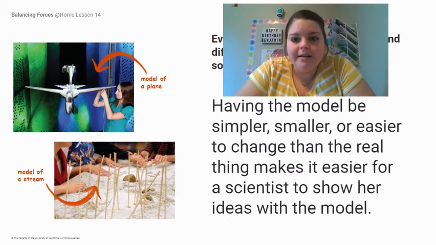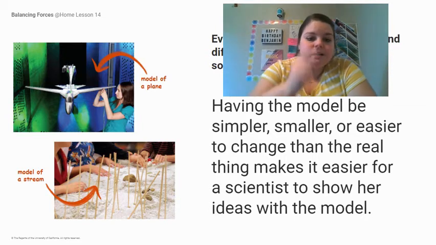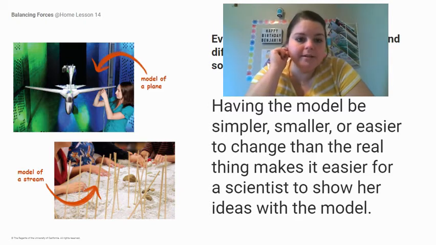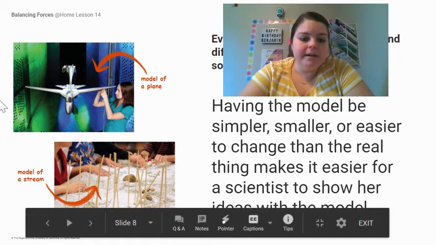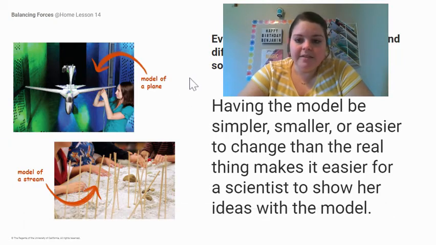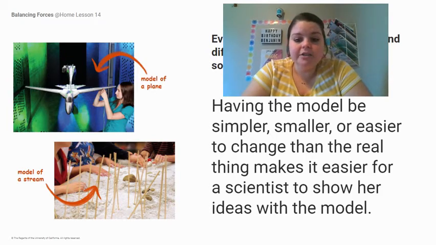Every scientific model is similar to and different from the thing that it shows in some ways. So here are some examples in the pictures of two different models. In this top picture, we have a model of an airplane, and in the bottom picture, we have a model of a stream. As it says here on the slide, having the model be simpler, smaller, or easier to change than the real thing makes it easier for a scientist to show her ideas using the model.